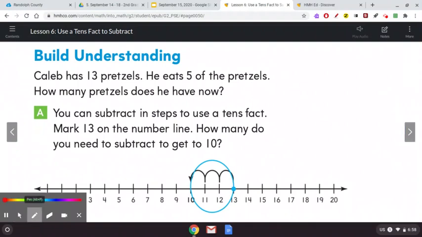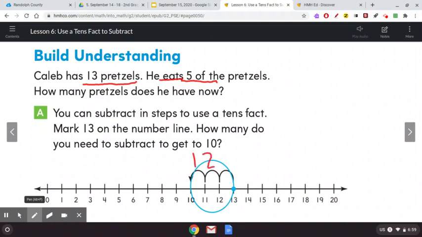So it says Caleb has 13 pretzels. Okay, he eats 5 of the pretzels. Okay, how many pretzels does he have now? A, you can subtract in steps to use a tens fact. Mark 13 on the number line. How many do you need to subtract to get to 10? Okay, so he eats 5 of them. So mark 13 on the number line, and then how many do you need to subtract to get to 10?